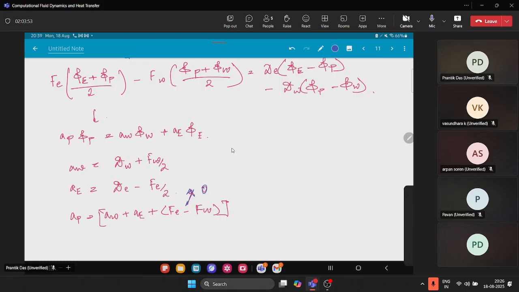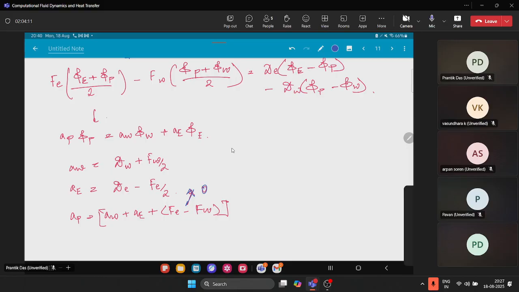There are three things: conservativeness, transportiveness, and accuracy. These three things I said in the previous class that I'm going to discuss in this class. So this is basically what we call conservativeness, which is conservation of mass.